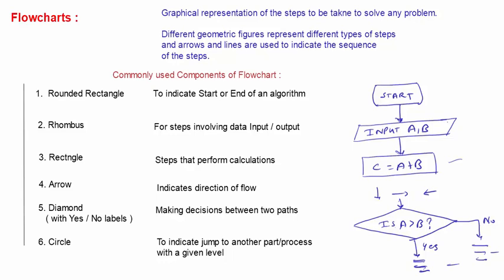The next and last one we'll see is the circle. It is also called a connector. It is used to indicate a jump to another part of the algorithm or another process with the given label. Label is just a name given to some step in a circle. Now where is it used? It is used commonly in a big flowchart which has a lot of decision making statements and which is a very long algorithm. I'll show you with an example.